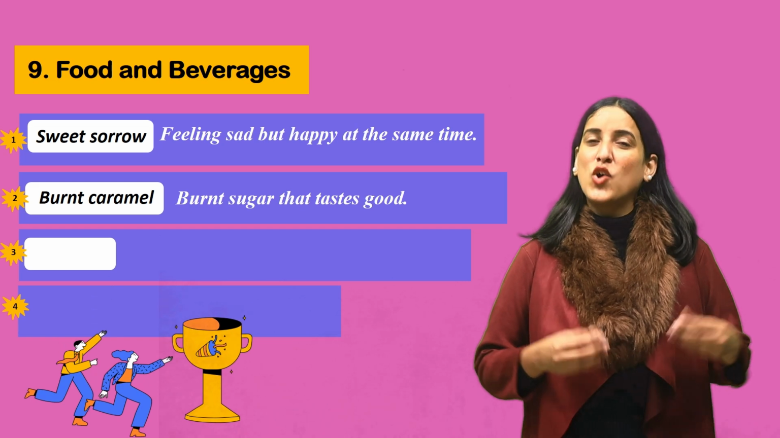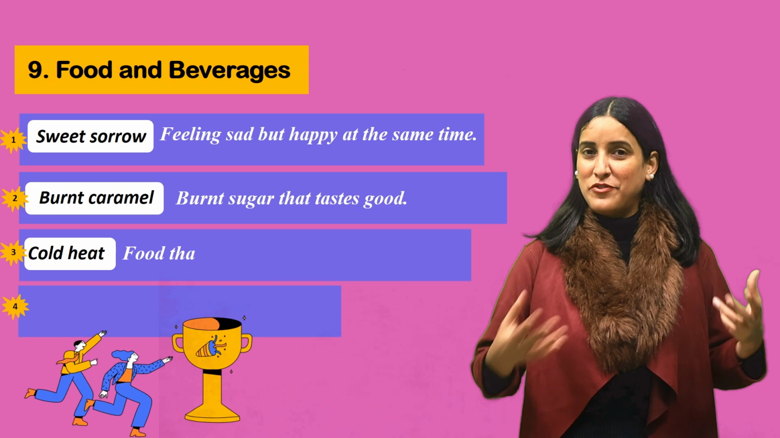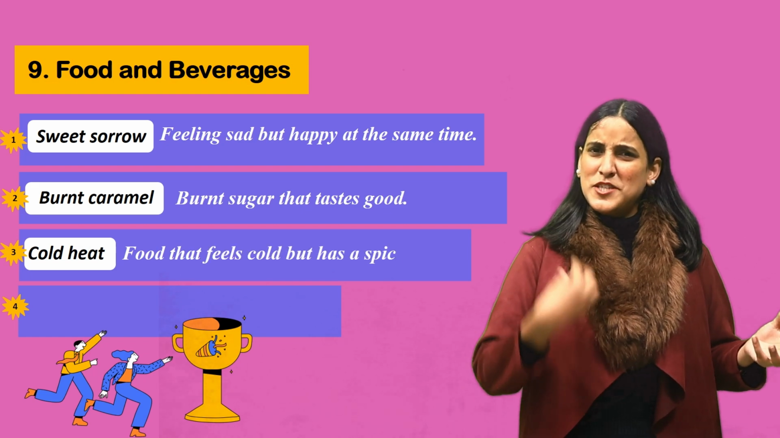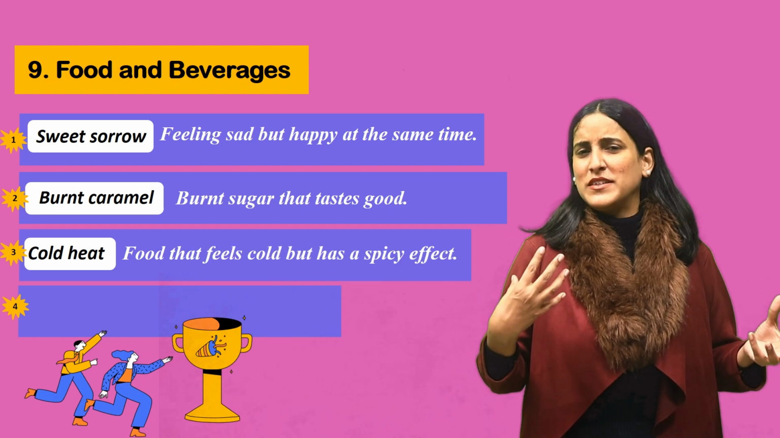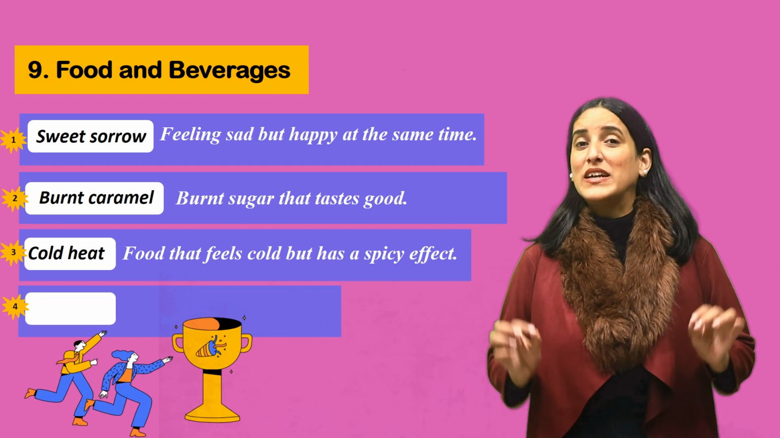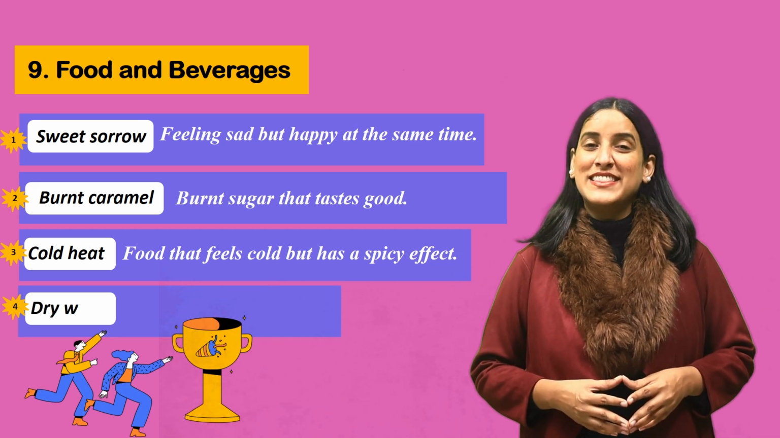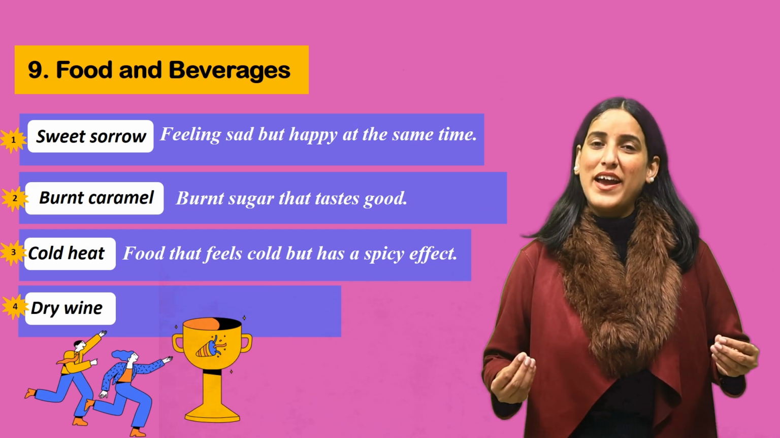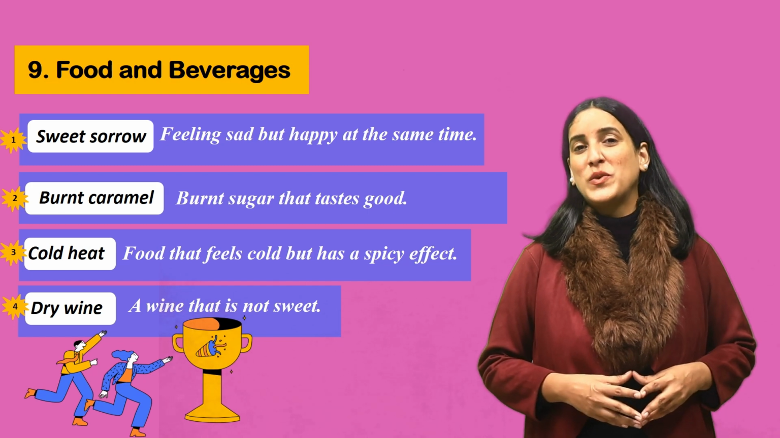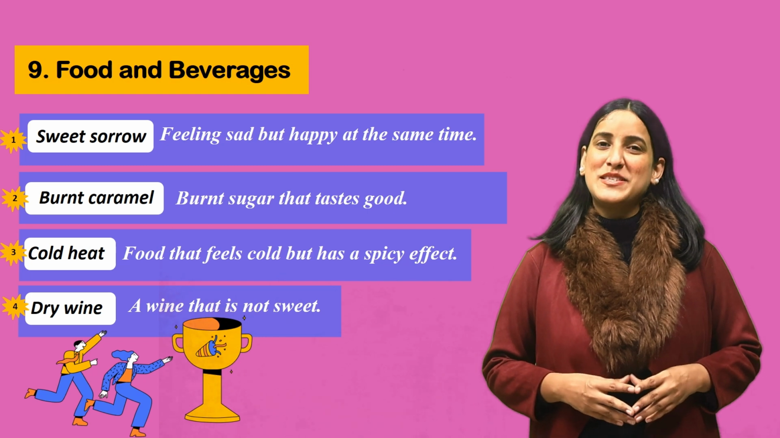The next one being cold heat, right? Which means that the food that feels cold but has a spicy or a smoky effect. Yes, for example, the salsa had a cold heat that tingled on the tongue, right? The next one being dry wine, a wine that is not sweet. For example, he ordered a glass of dry wine with his meal.